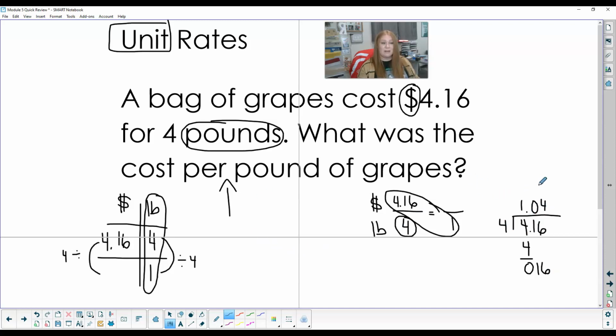So 1 pound of grapes is $1.04. So that's a unit rate. A unit is always 1. How much is 1 going to be? So you can set it up as a chart or as a proportion, but you just got to keep everything lined up. So this one you cross multiply. What are you going to divide by? I like this strategy because you'll see why on the next one, it can help me actually skip a step. So I only have to do 1 problem instead of 2.